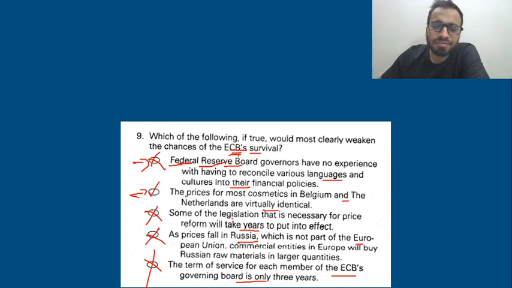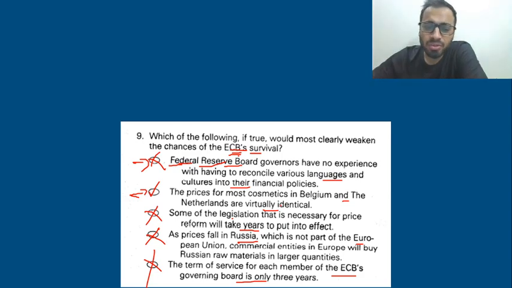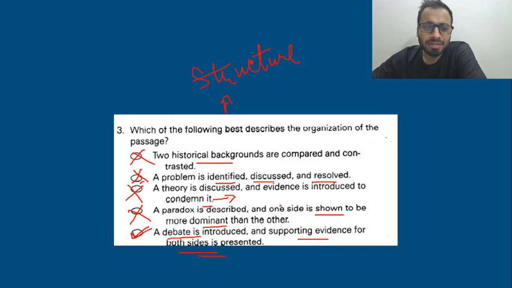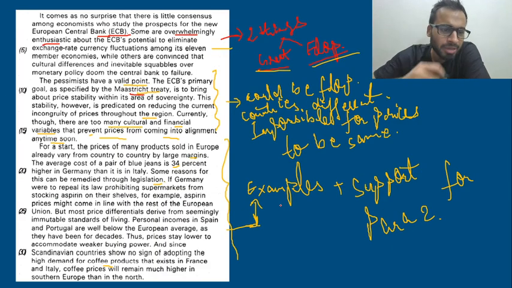So B, my friends: the prices for most cosmetics in Belgium and the Netherlands are virtually identical. Now if you go to the third paragraph, if I'm not wrong, right, how they talked about coffee somewhere here, right? Blue jeans.